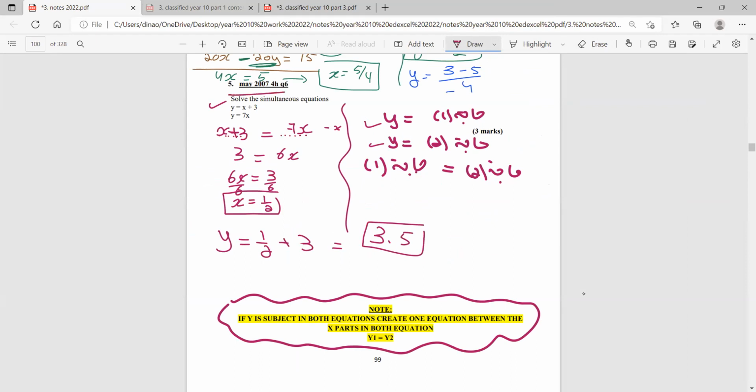So what did we discuss in this example? We discussed this case, which has two equations where y is the subject in both equations. As we did, we just created one equation between this part and this part. Basically, y equals expression one, y equals expression two, so expression one equals expression two, because at the end I require one equation with one letter.